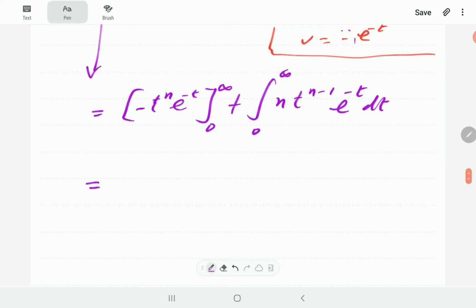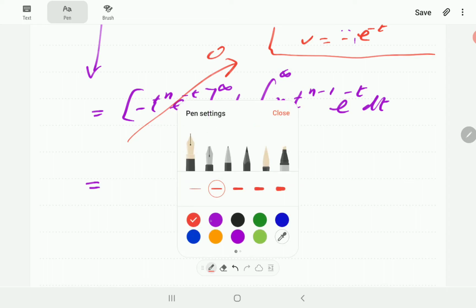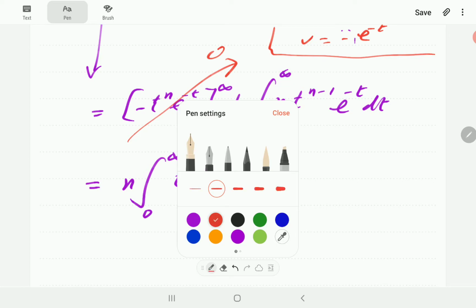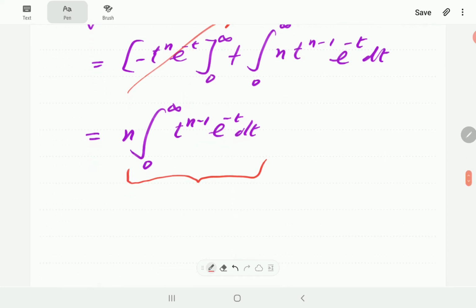Now again, this can be shown by L'Hopital's rule. As t goes to infinity, this term is going to go to 0 much quicker than this one. So this whole thing is going to go to 0. And then, of course, when t is 0, this thing is going to be 0. So this term is going to be 0. And then the second term, if we factor out n, is going to be the integral from 0 to infinity of t to the power n minus 1 e to the minus t. Now you're going to notice that already this is just the gamma function of n.